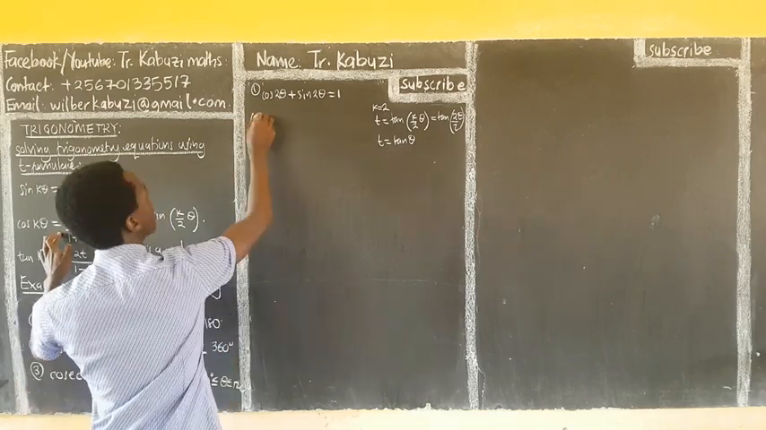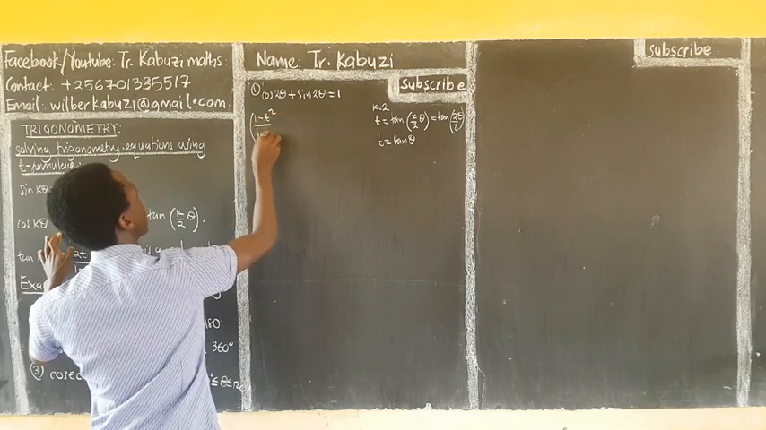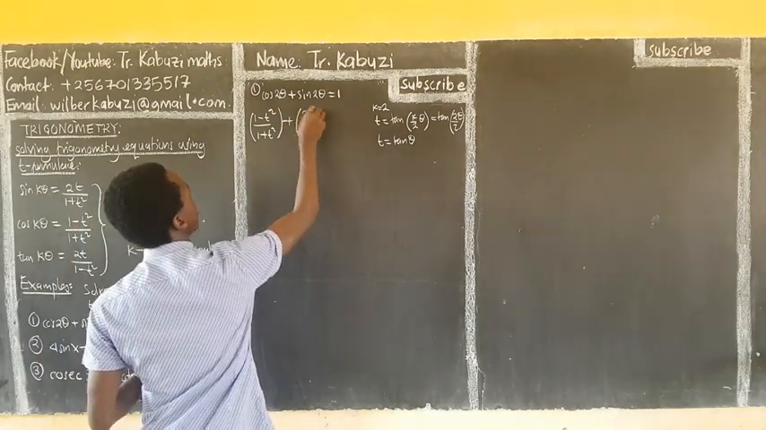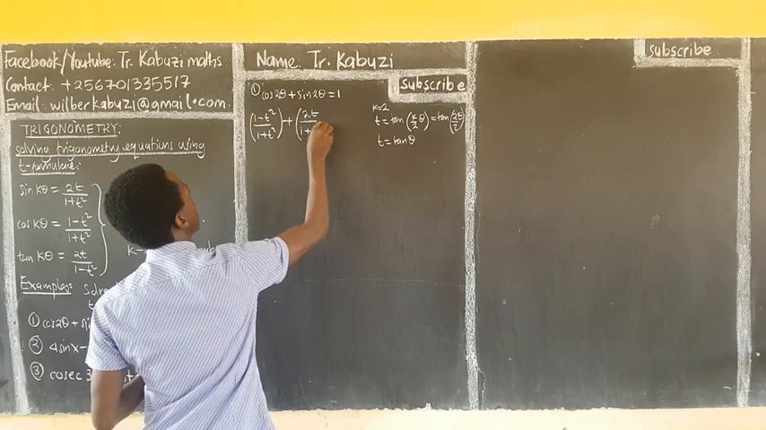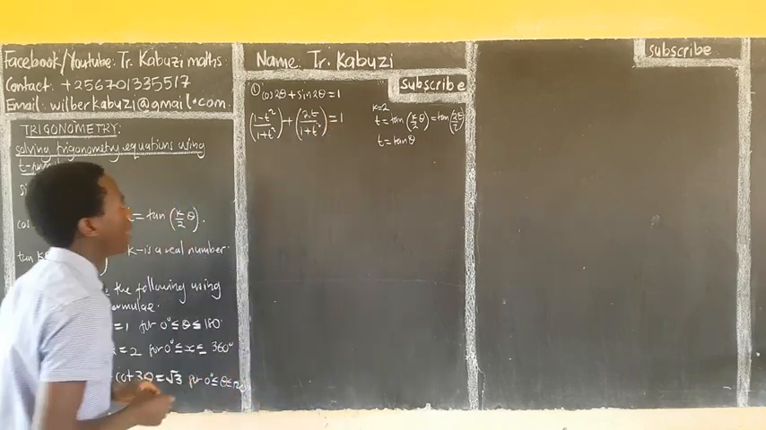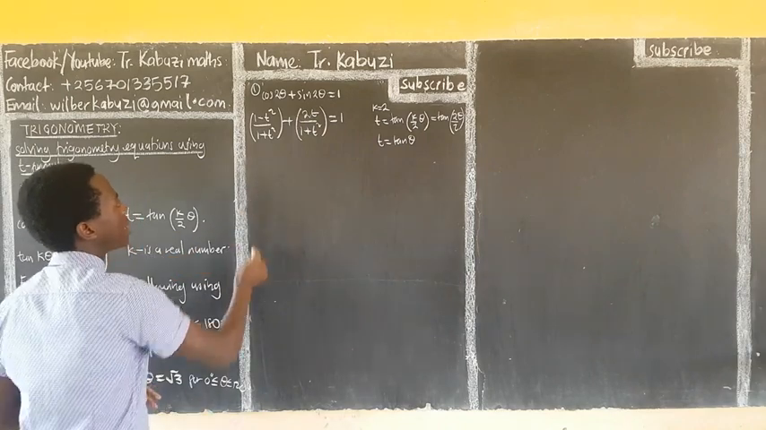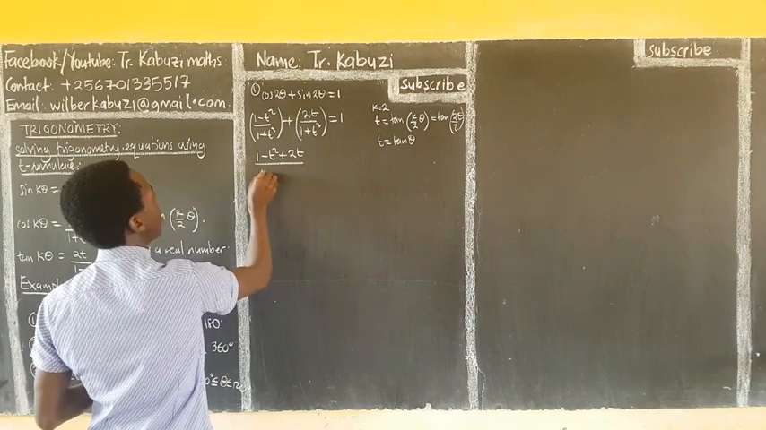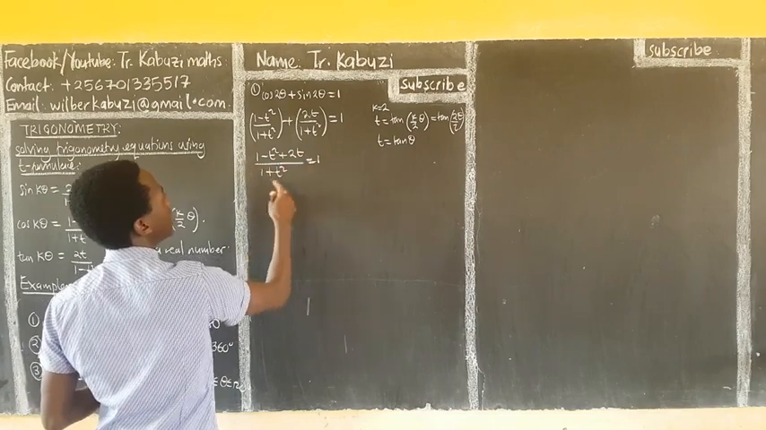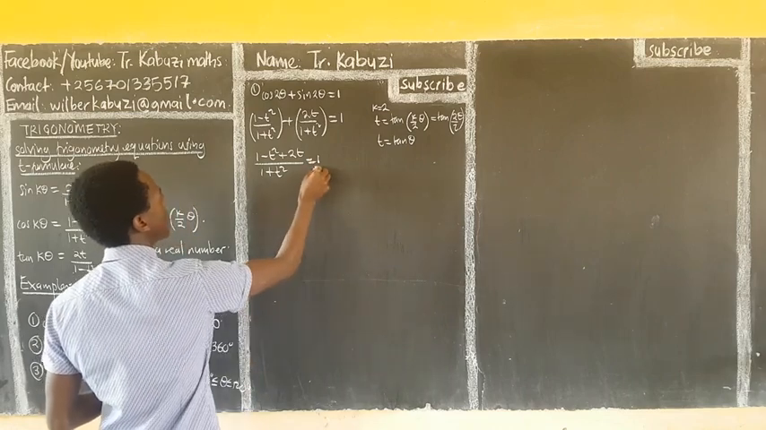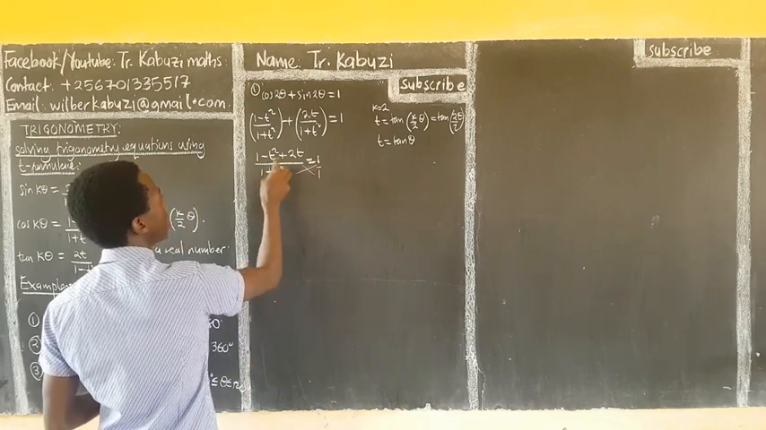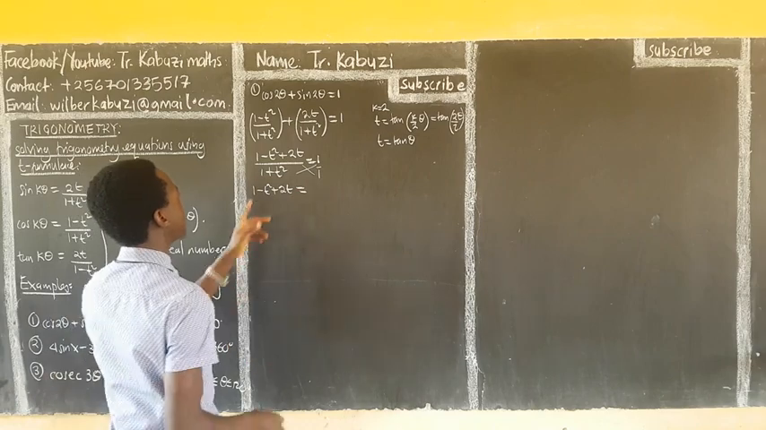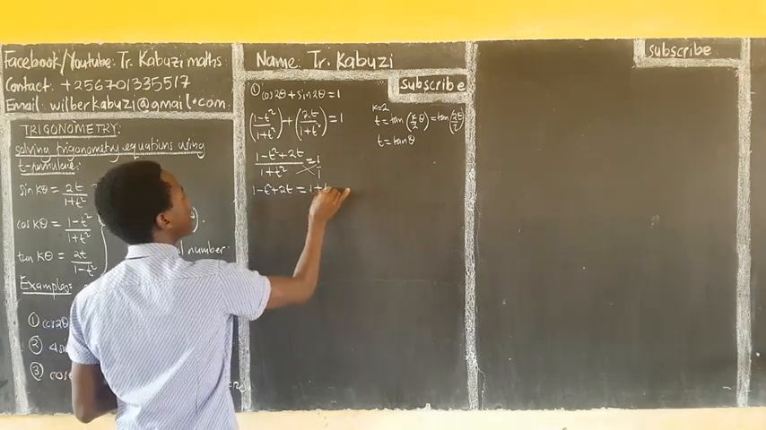For cos, it's always 1 minus T squared, then plus for sine 2T, the whole over 1 plus T squared, equal to 1. The denominators are the same, so we have 1 minus T squared plus 2T, the whole over 1 plus T squared equal to 1. Then I cross multiply: 1 minus T squared plus 2T equal to 1 plus T squared.